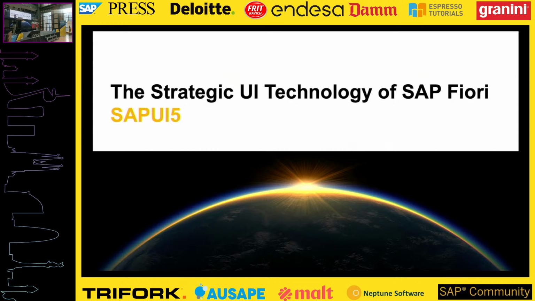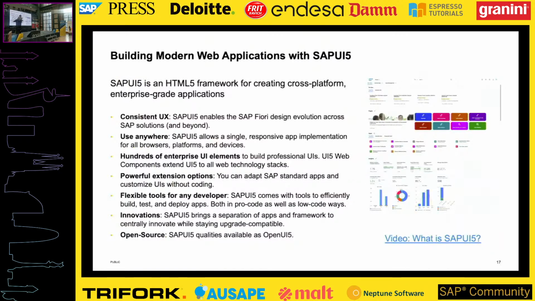Okay, SAP UI5. It's the web technology. It's for creating cross-platform applications. So we have UI5 not only in S/4HANA or BTP, but in many SAP solutions, SuccessFactors, Ariba, and so on. So we are able to build the same UI elements, cards, and so on to provide this consistent experience. And it's for enterprise-grade applications.